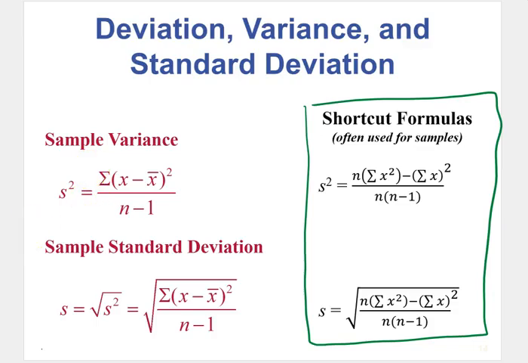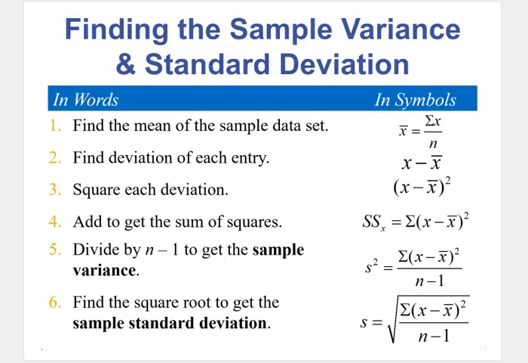So the steps are exactly the same as they were before for finding variation and standard deviation for a sample, except you're dividing by n minus 1 instead of by n. But the steps are identical.